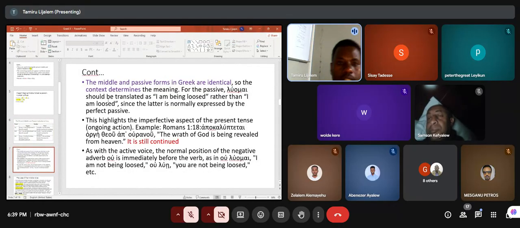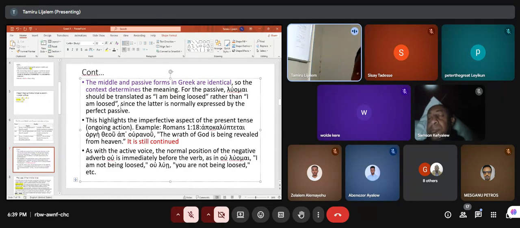Okay, the middle and passive forms in Greek are identical. We discussed before, so the context determines the meaning. For the passive, luomai should be translated as am being loosed rather than am loosed. I am being loosed is a little bit unique. The context and the nuance determine the exact usage of the middle voice and the passive voice.